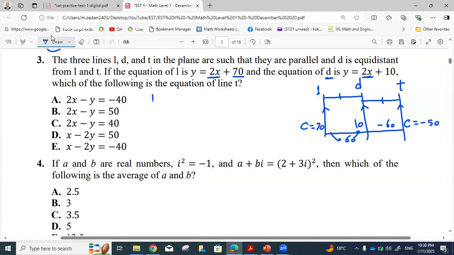So the equation of line t will be y equals 2x, same slope, minus 50. This is the equation of line t. You don't have this form in the options, so you can change it to 2x minus y equals 50. Just move the negative 50 to this side, and the y to this side. I think you have this one, 2x minus y equals 50. Yes, this one, B.